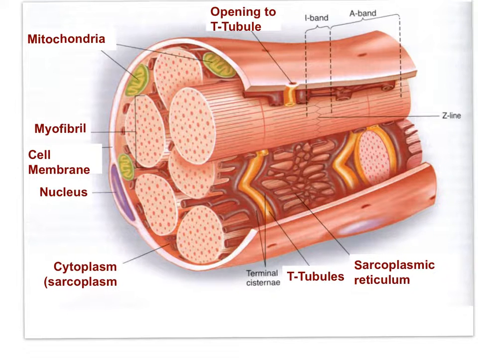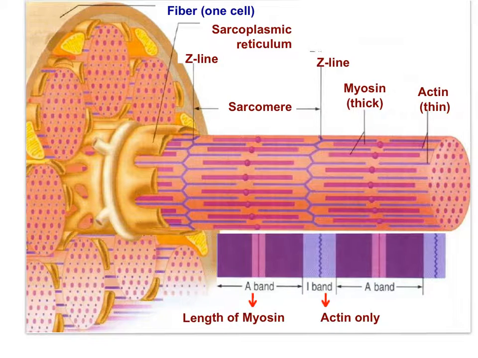Pay close attention. Even more close up on a muscle fiber, here is the cell membrane, the sarcolemma, and here is the sarcoplasmic reticulum, the specialized endoplasmic reticulum. This image better illustrates the actin and myosin protein filaments. The thick protein filament is the myosin. The thin filament is the actin.